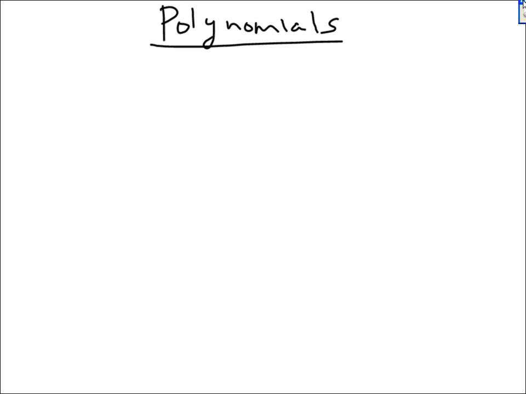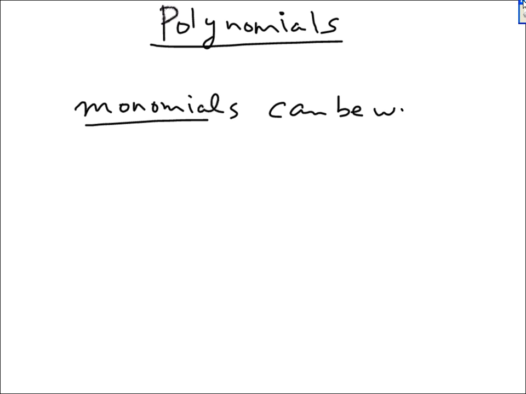Prior to defining a polynomial, poly means many. Before I define many of something, I should define what one of them is. And that's called a monomial. Monomials can be written in a particular form.